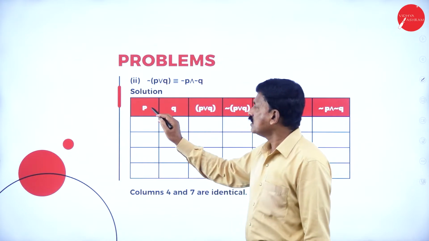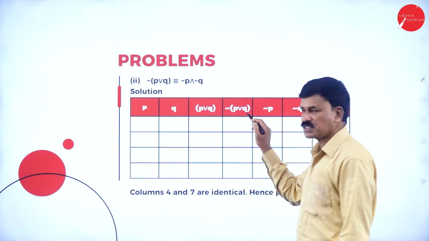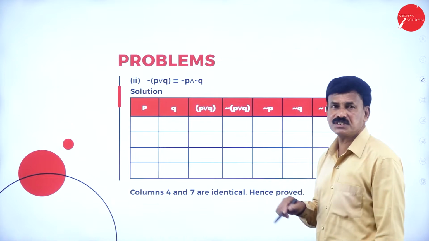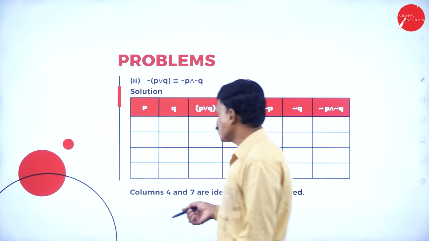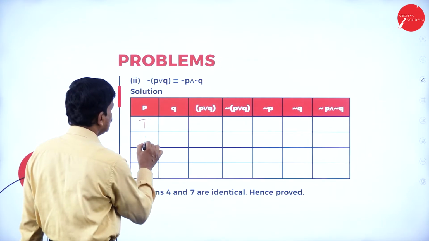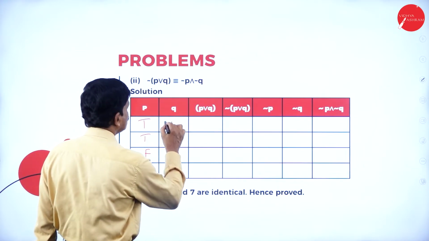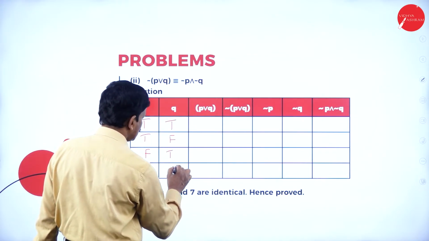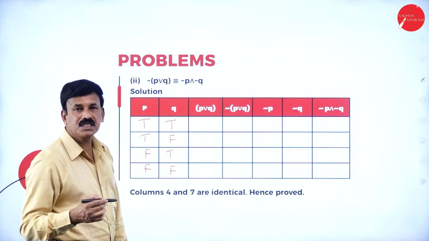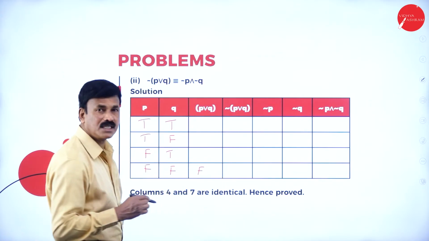As usual, you write P, Q, then P disjunction Q, again negation of P disjunction Q, negation of P, negation of Q, again negation P conjunction negation Q, as usual. So, write down the truth values. As you know, the truth values for P are T, T, F, F, T, T, F, F. For Q, it is T, F, T, F, true, false, true, false. Now, you know the disjunction. What is disjunction? In case of F and F, it is F. In other cases, it is true.